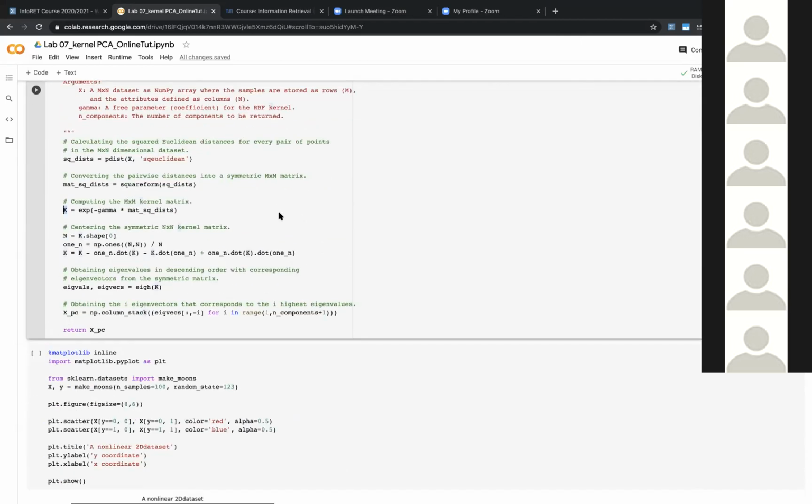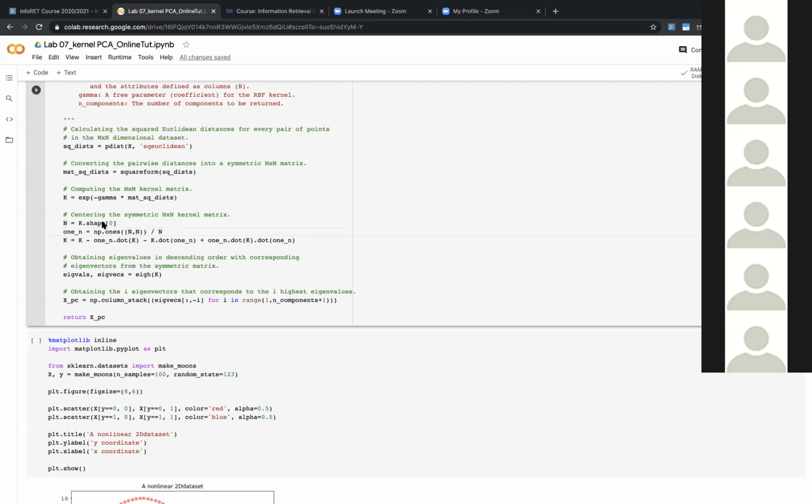Then we center the kernel matrix. First we find out the shape, and then we use this expression. I call it cute, you might call it scary, but it's not really scary. We will do that in the exercise and see what's actually happening here. It's just centering the symmetric matrix. We will see that in the theoretical exercise, so don't worry about it.